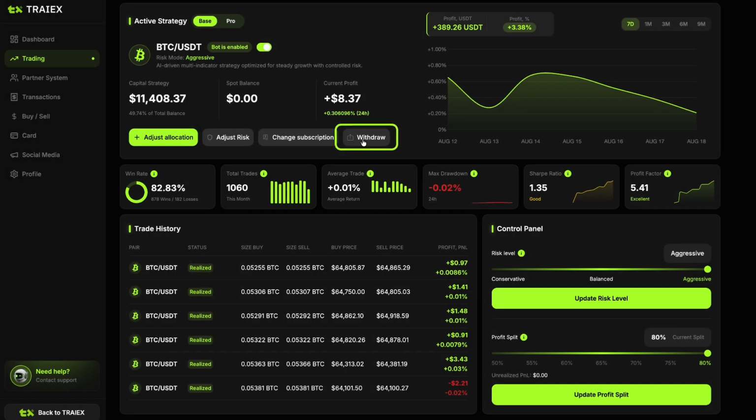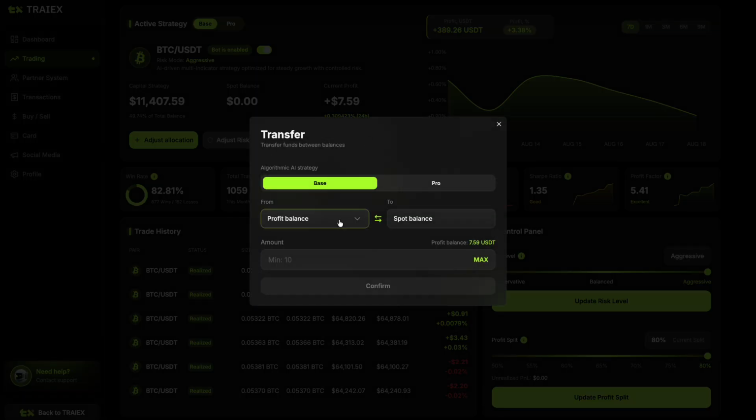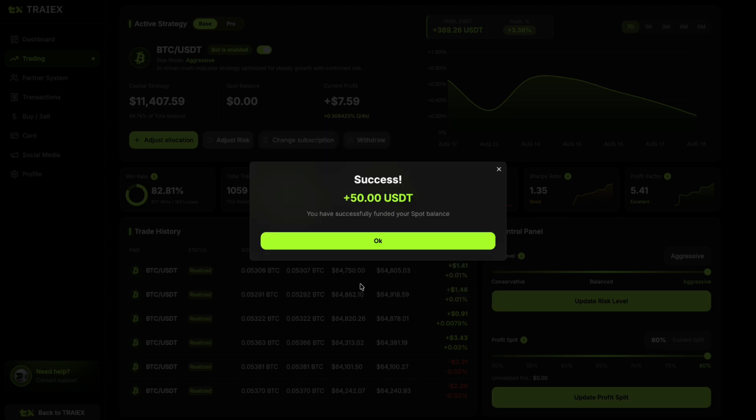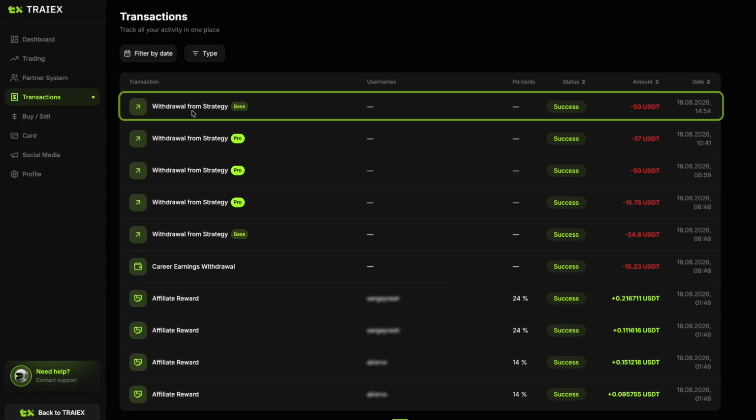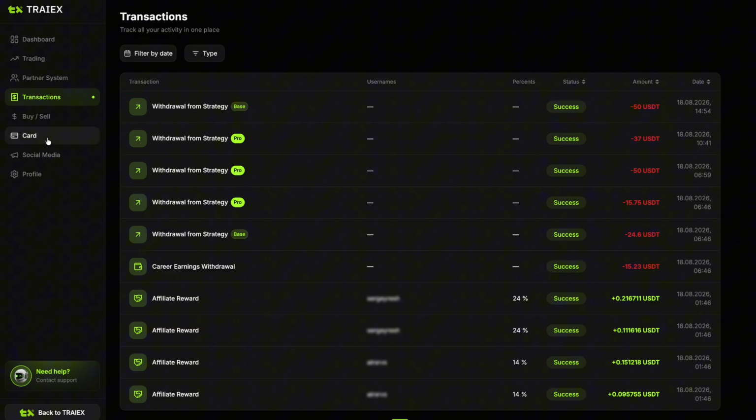Now let's test something you usually cannot verify in closed systems. We will withdraw not the profit, but part of the capital of the trading strategy itself. We enter the amount, confirm, and the funds are instantly available on spot. The capital is not locked inside the strategy until the end of the subscription. The user can withdraw part of it or all of it at any moment without asking for permission. The capital stays under the owner's control. We move to the transactions section and see the record of the withdrawal we have just made, with its status and amount. Every operation leaves a trace in the history.